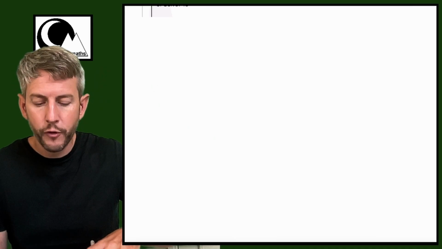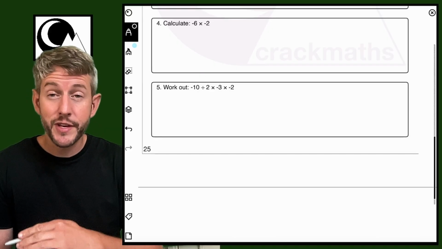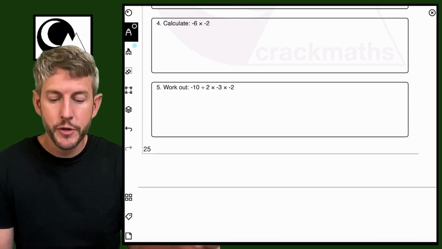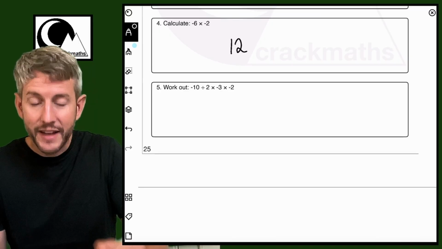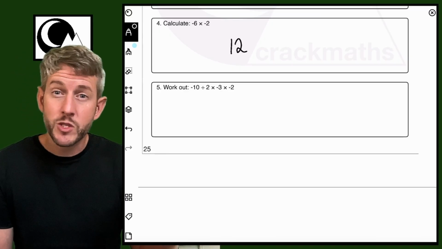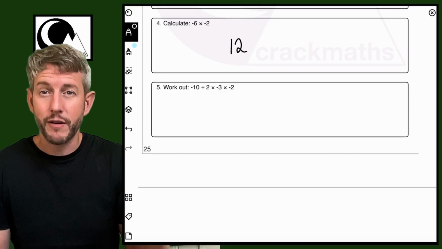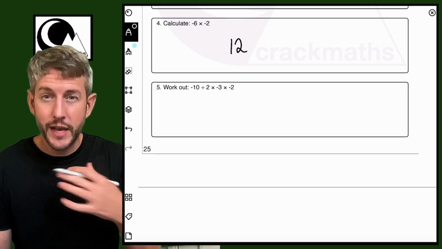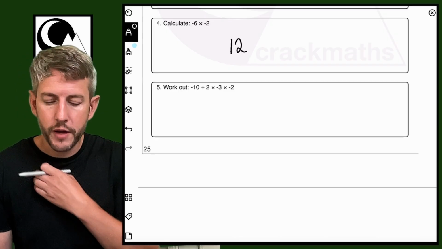Right, question 4. Oh, this is a nice and straightforward one here. We've got negative 6 times negative 2. Well, 2 times 6 is 12. And actually, negative 6 times negative 2 is 12, because if there's two negatives together, they sort of cancel each other out, become positive, and it's like they never existed.